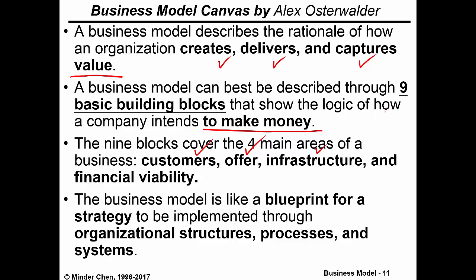The business model is like a blueprint for a strategy to be implemented through the organizational structure, process, and systems. The business model itself does not describe the organizational structure, process, or system. However, it's a blueprint for you to set a strategy in terms of how to implement the business model through the organizational structure, process, and system.